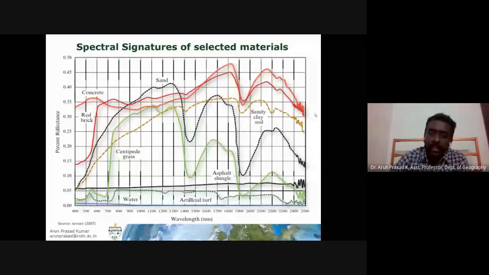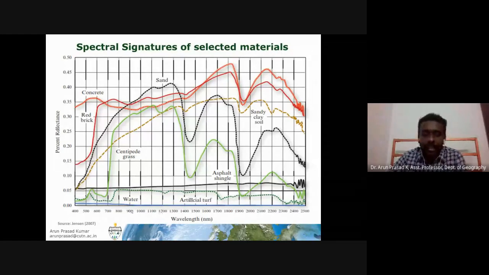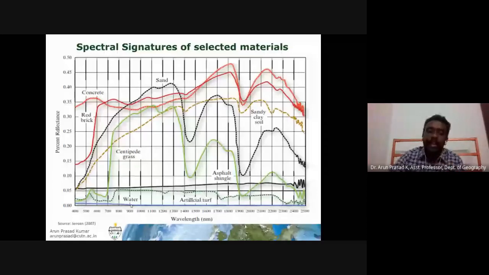Similar to that, we can see different types of materials and their reflectance over here. For water, the reflectance is comparatively higher in blue, and it is getting lower and lower. Once it reaches the near infrared, it is almost zero, because near infrared and short range infrared are completely absorbed by the water. That's why we don't have any reflectance in the region beyond the visible.